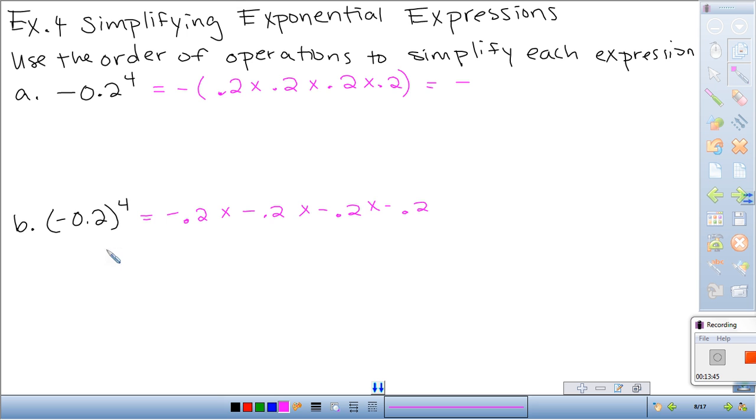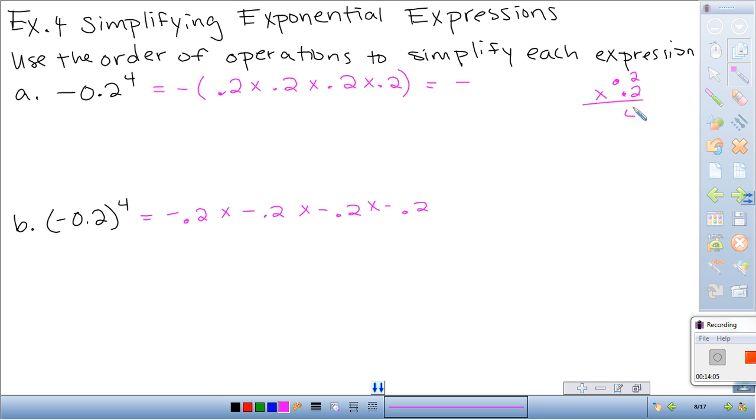On B, though, everything is raised to the 4th power, the negative included. So it's negative 2/10 raised to the 4th power. Everything's raised to the 4th, so it's negative 2/10 times itself 4 times. So let's look at A first. 2/10 times 2/10.